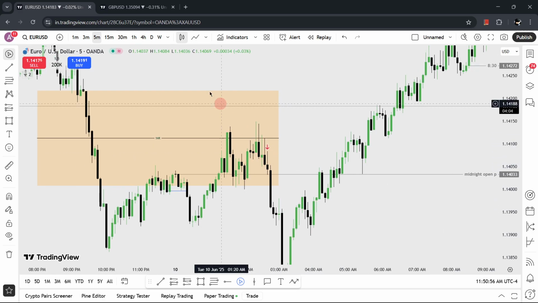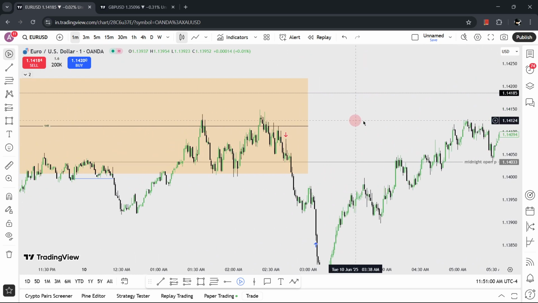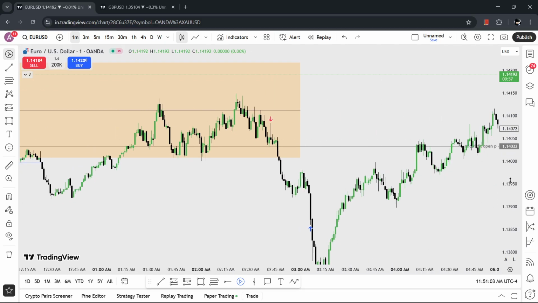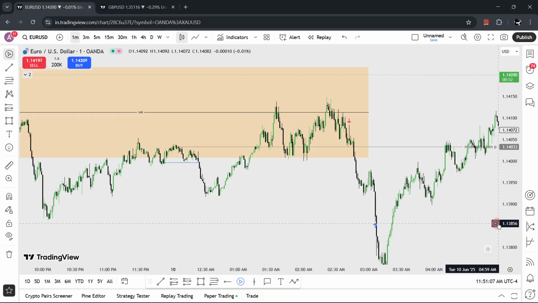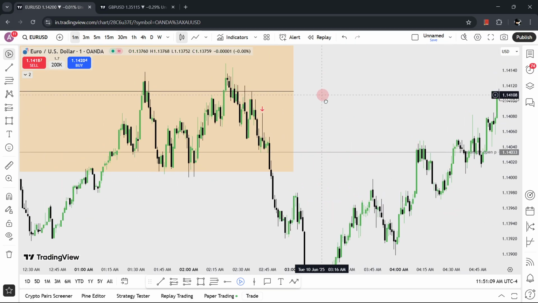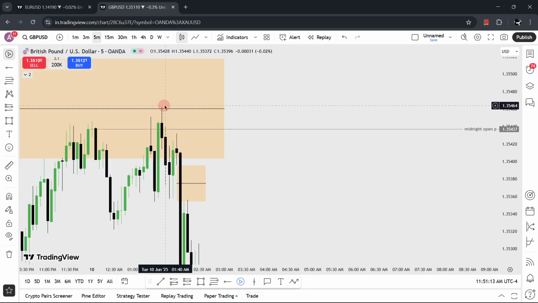I think somewhere over here. Now we will be going to this. Actually, this was also a good trade. In EU also there was a good trade. EU took out this high, but GU didn't take out this high.